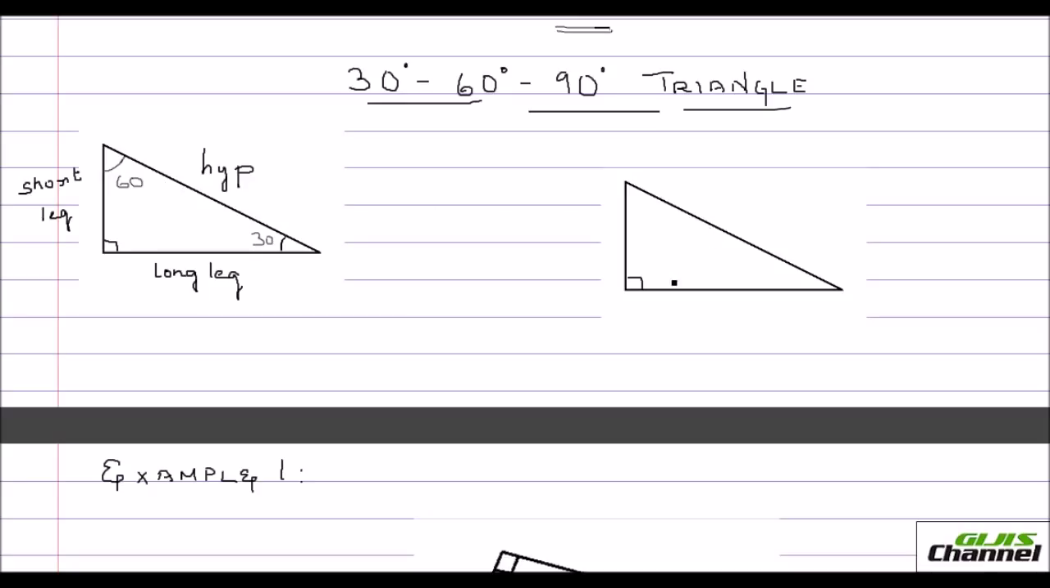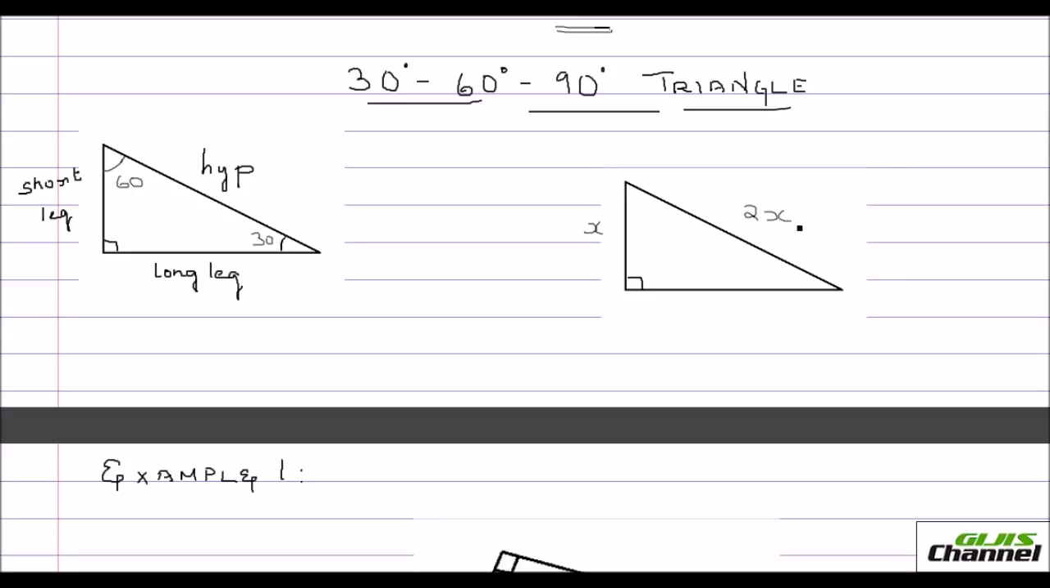Now let's look at the ratios of their sides. Here again the shortest side I take as x. So as per the property, the longest side would be twice the shortest side.